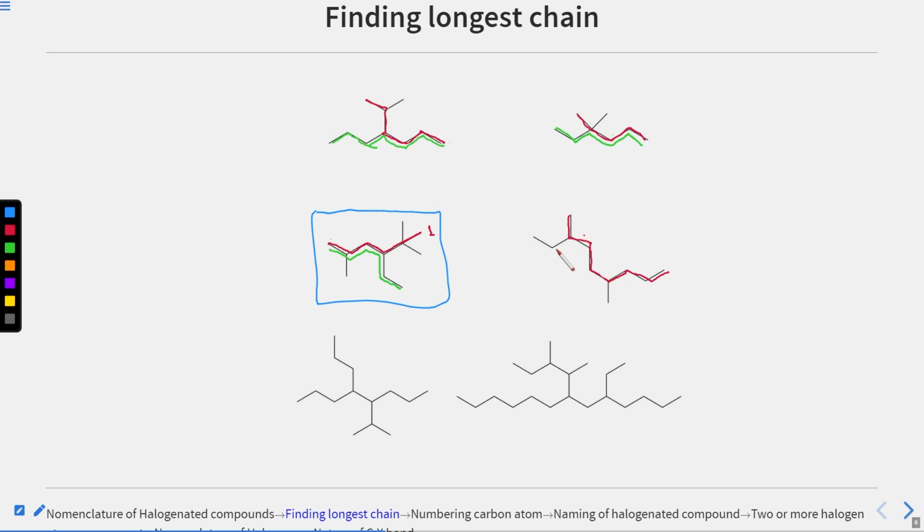Let us take a different one. So 1, 2, 3, 4, 5, 6, 7, 8. Again, this is the greater one because this one was smaller. This was 1, 2, 3, 4, 5, 6, 7. So this was of 7 length, and now this one is of 8 length. So this is the longer one. Which is the longer one? This one.